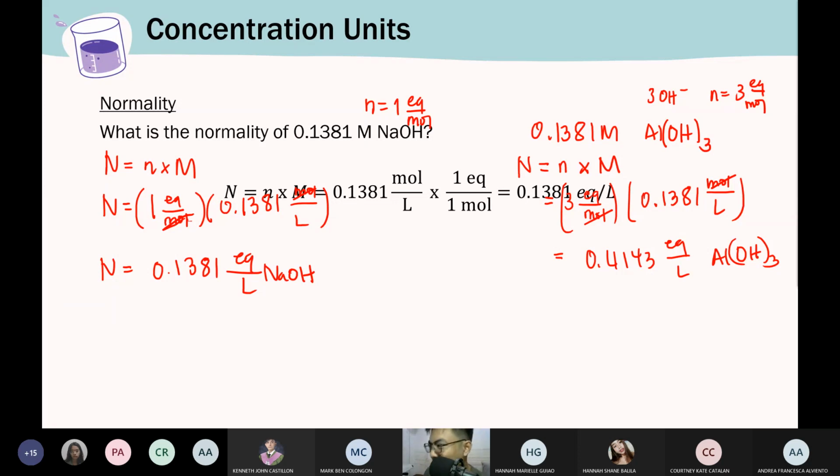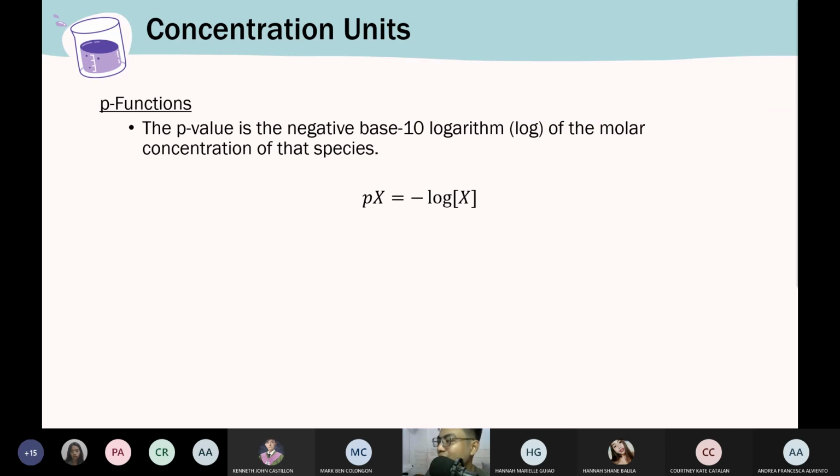Last concentration unit na. Last na. The P function. Okay? So I'm not sure if you are familiar with the P function, but this is the one used in pH. Okay? Basta may letter P, that's a concentration unit for chemistry.